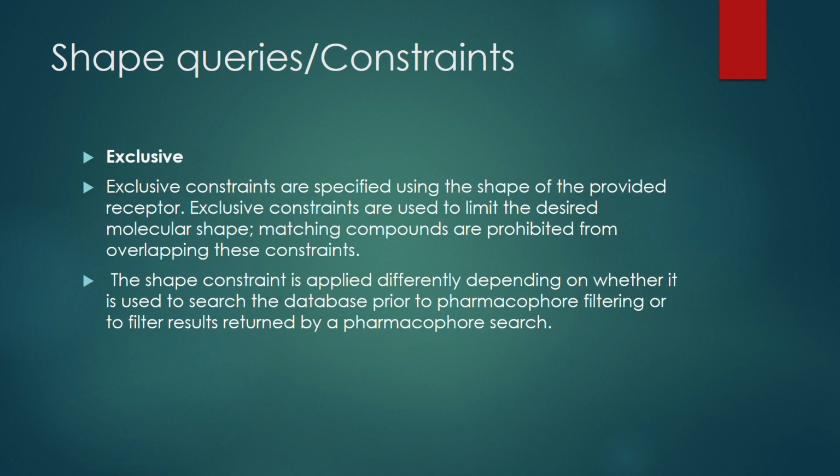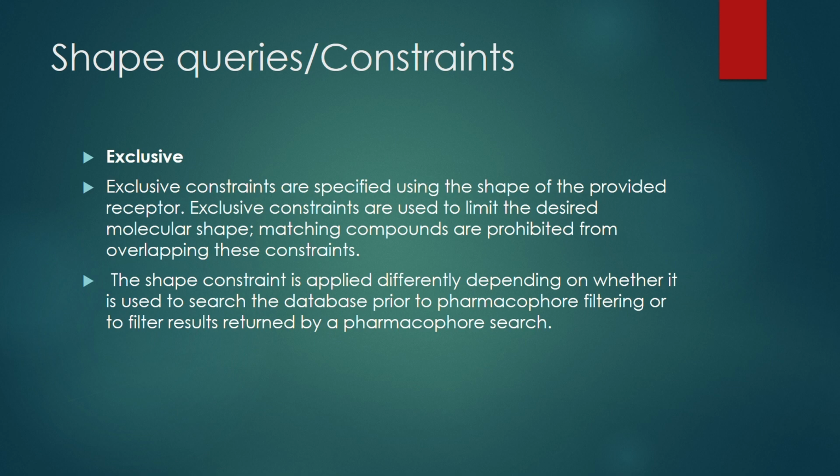The next is about exclusive. Exclusive constraints are specified using the shape of the provided receptor. Exclusive constraints are used to limit the desired molecular shape. Matching compounds are prohibited from overlapping these constraints. Exclusive constraints are all about the provided receptor, and they limit the desired molecular shape so that matching compounds are not allowed to overlap these constraints.